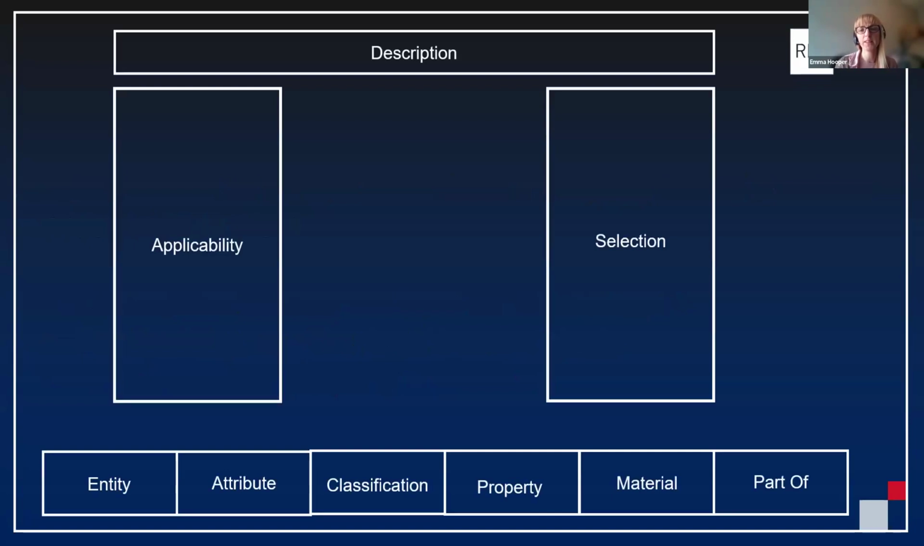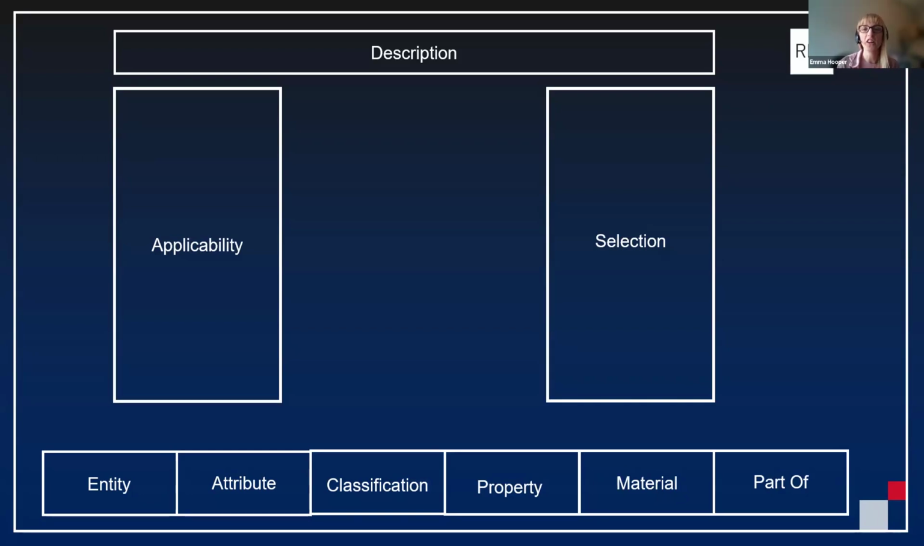We can describe applicability and selection by assigning facets to them. There are 6 facets in IDS: entity, attribute, classification, property, material, and a relationship called part of. Within these facets are parameters, so you can start to specify values, and you can also apply something called cardinality rules to both applicability and selection. You can say if applicability or selection is required, optional, or not allowed. And this then is the fun bit.